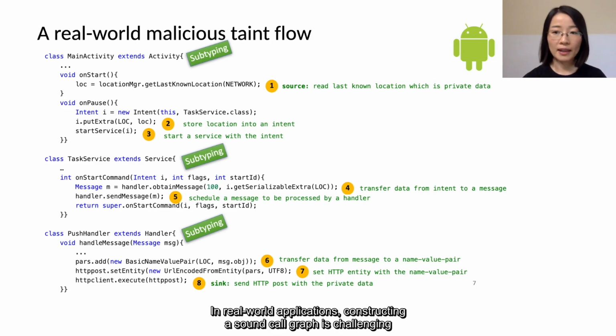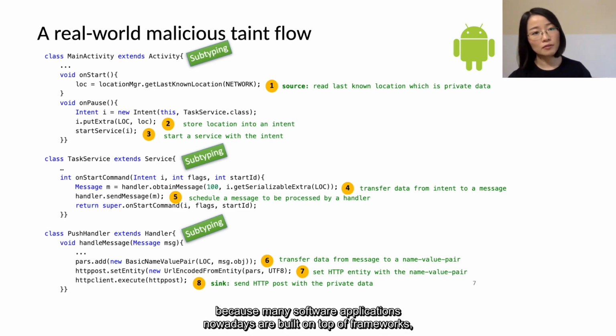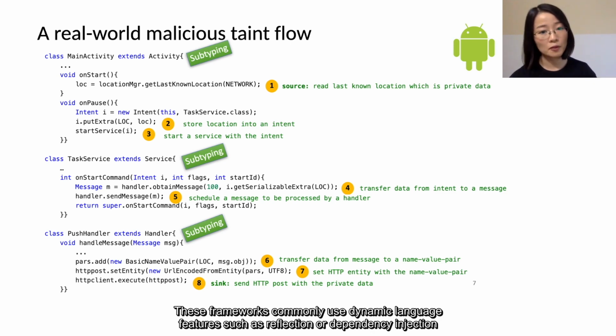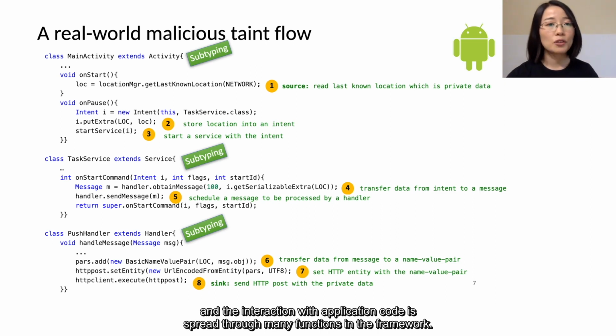In real-world applications, constructing a sound call graph is challenging because many software applications nowadays are built on top of frameworks, such as the Android framework for mobile apps and the Spring framework for web apps. These frameworks commonly use dynamic language features such as reflection or dependency injection, and the interaction with the application code is spread through many functions in the framework.